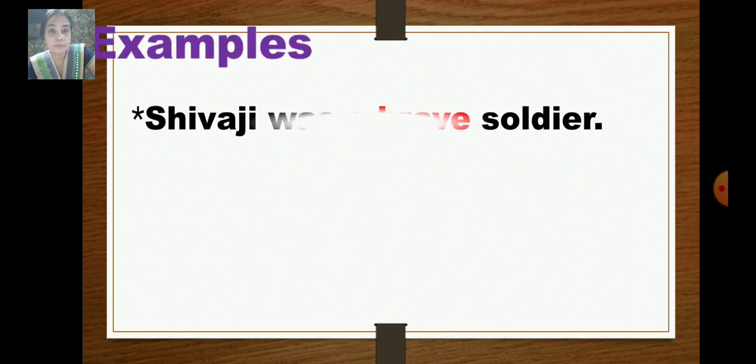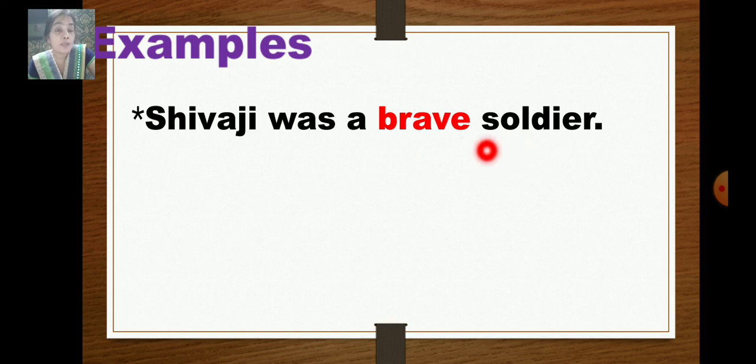Now let's see some more examples. Shivaji was a brave soldier. Shivaji is a noun. Shivaji was a soldier. What kind of soldier? Brave soldier. So the word brave describes the soldier. So the word brave is an adjective.